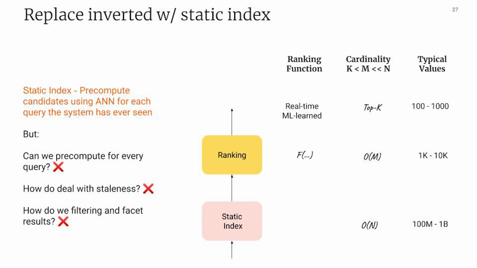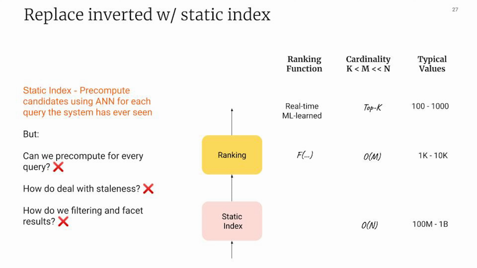And this is just a first principles approach of exploring how we can make an embedding work. So instead of an inverted index, let's throw it out, and for every query that the search system has ever received, let's use the embedding mechanism to generate the embeddings for it. And for every query, let's do the ANN search, pre-compute the results, and store them. Now that becomes your static index.